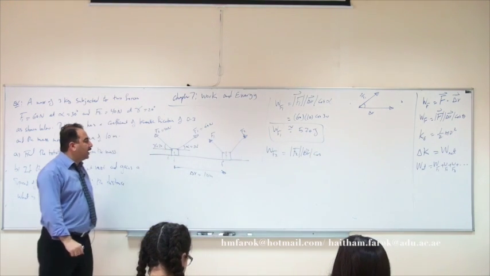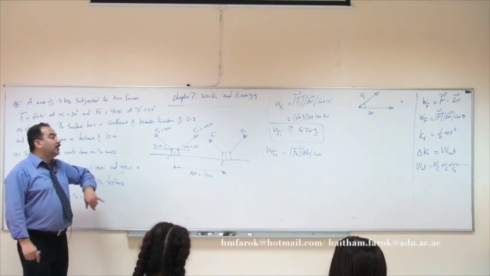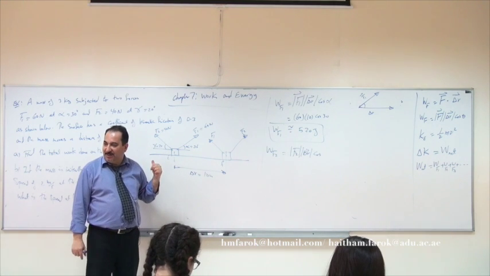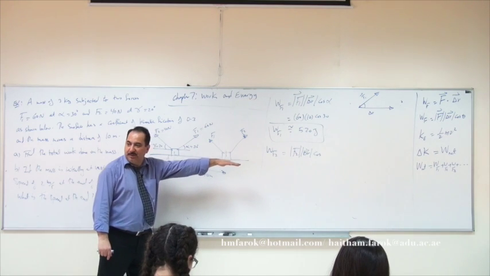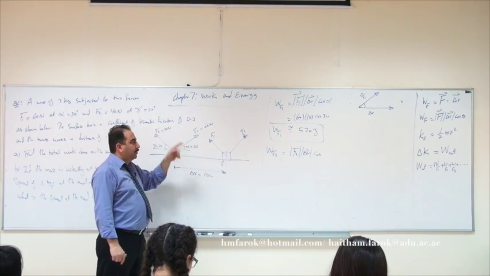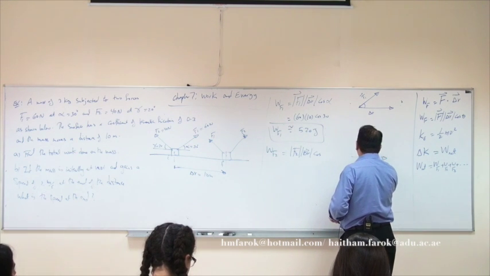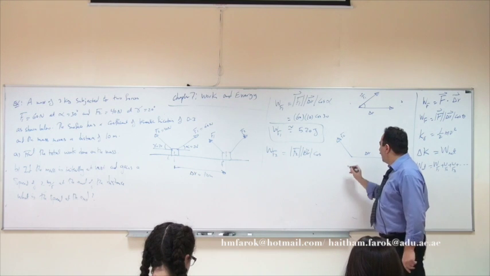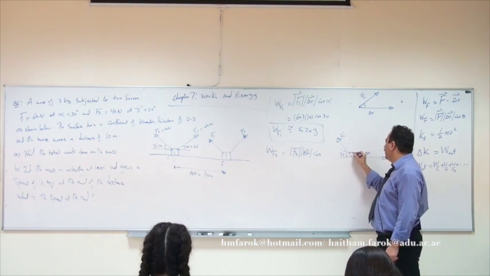What is the angle between F2 and displacement? 180. It's not a 20. The angle between delta R this way, and F2 this way. If I sketch it here, this is delta R, and F2 is this way. And remember, you know this is 20. So the angle you need is this.